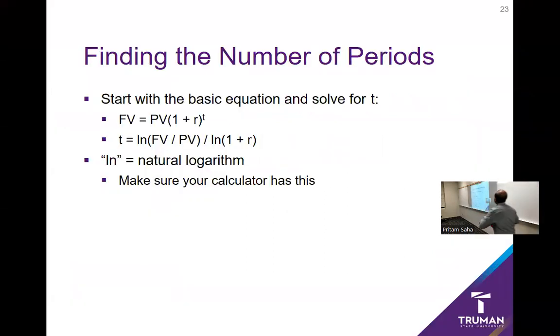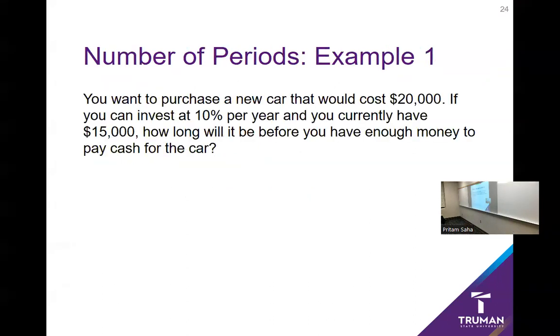So from now on, the formula we're going to need is this one. You can rewrite it. You can say that T should be a function of the future value present value ratio, divided by the log of one plus the rate. Using this formula, we can find out the number of periods. Now tell me what should be the number of periods from this example.